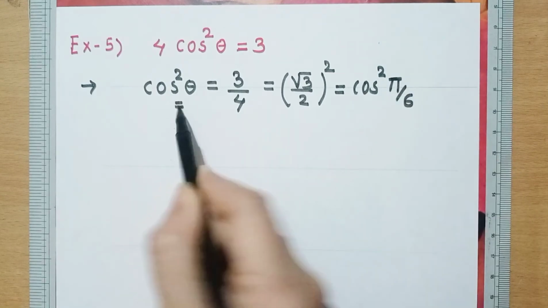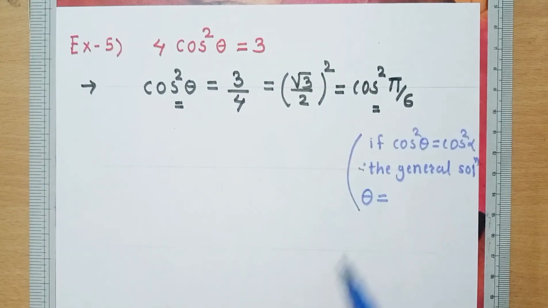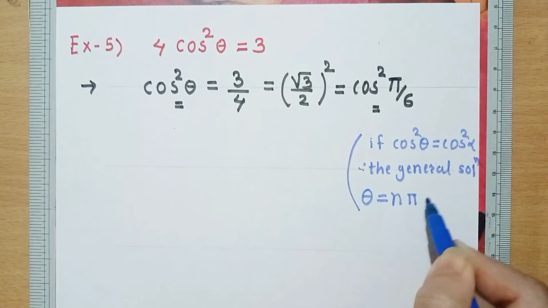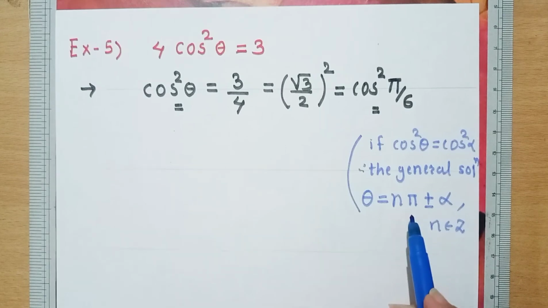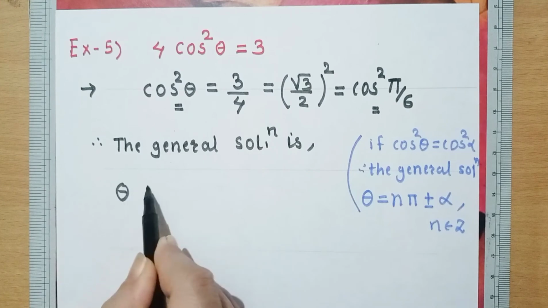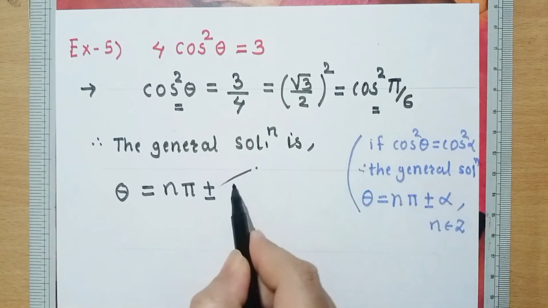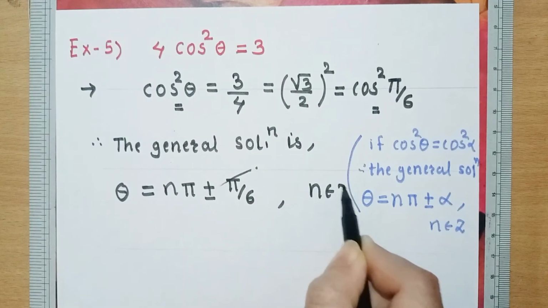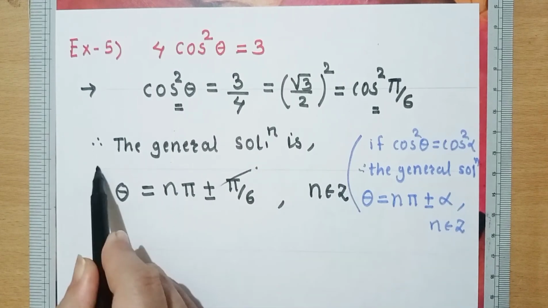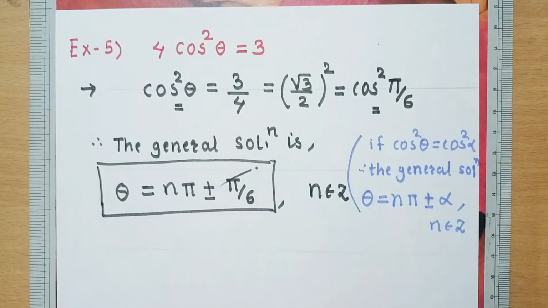Now this is in the form cos square theta equal to cos square alpha, and its solution is theta equal to n pi plus minus alpha, where n belongs to z. Same concept we will use here. So here we will write first theta equal to n pi plus minus, and here the angle is pi by 6, where n belongs to z. That means within one step you can find the answer if you know the formula.